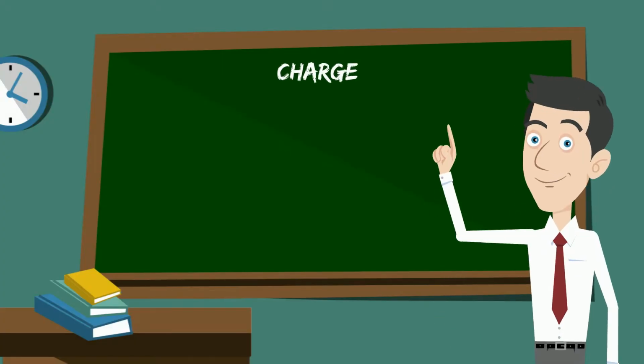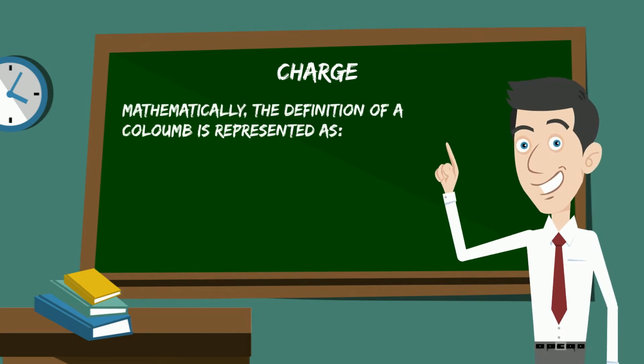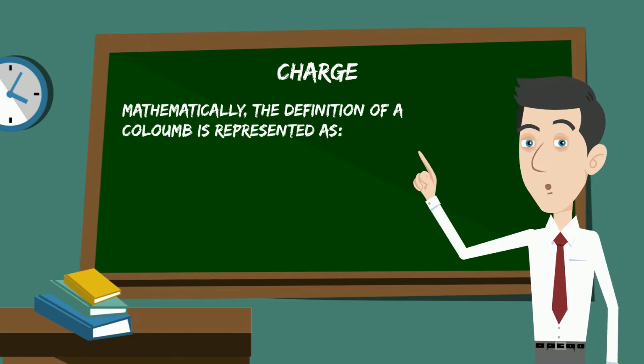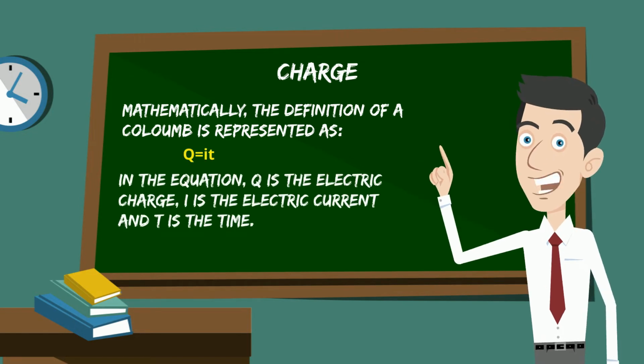Now, let's understand mathematically how a charge is defined. Mathematically, a charge, Q, is defined as the product of electric current and time. So, Q equals I into T, where Q is the electric charge, I is the electric current, and T is the time.